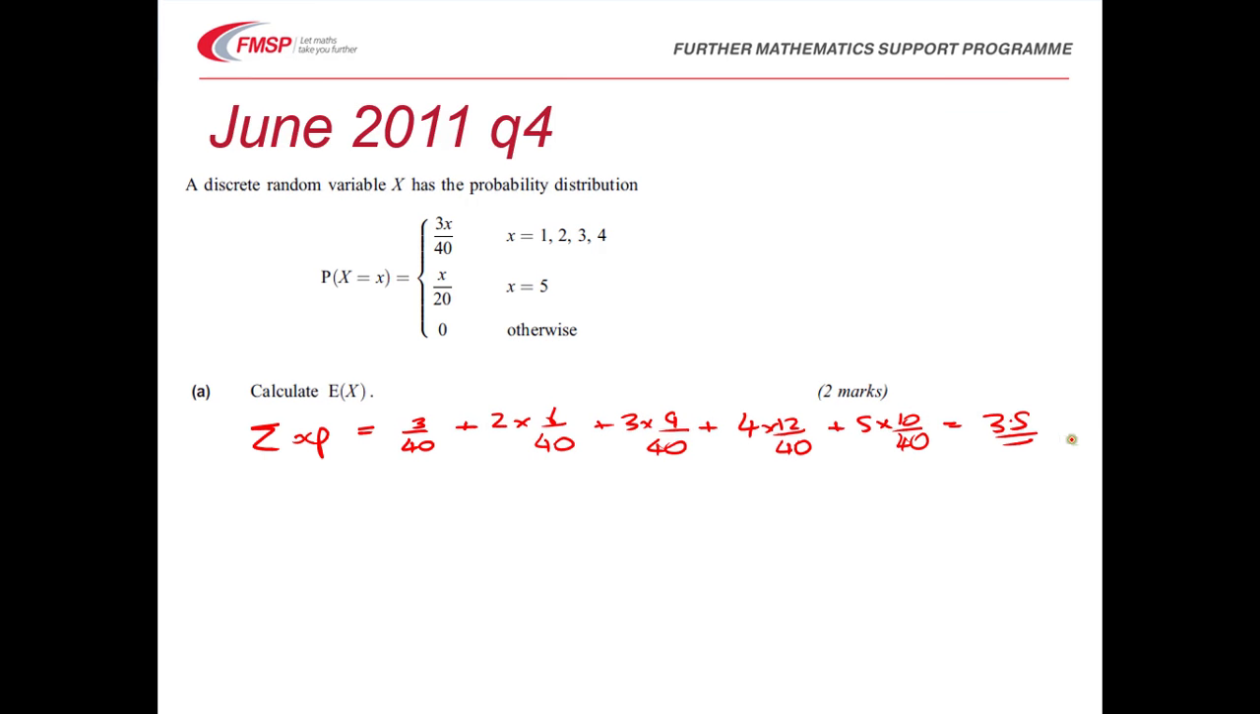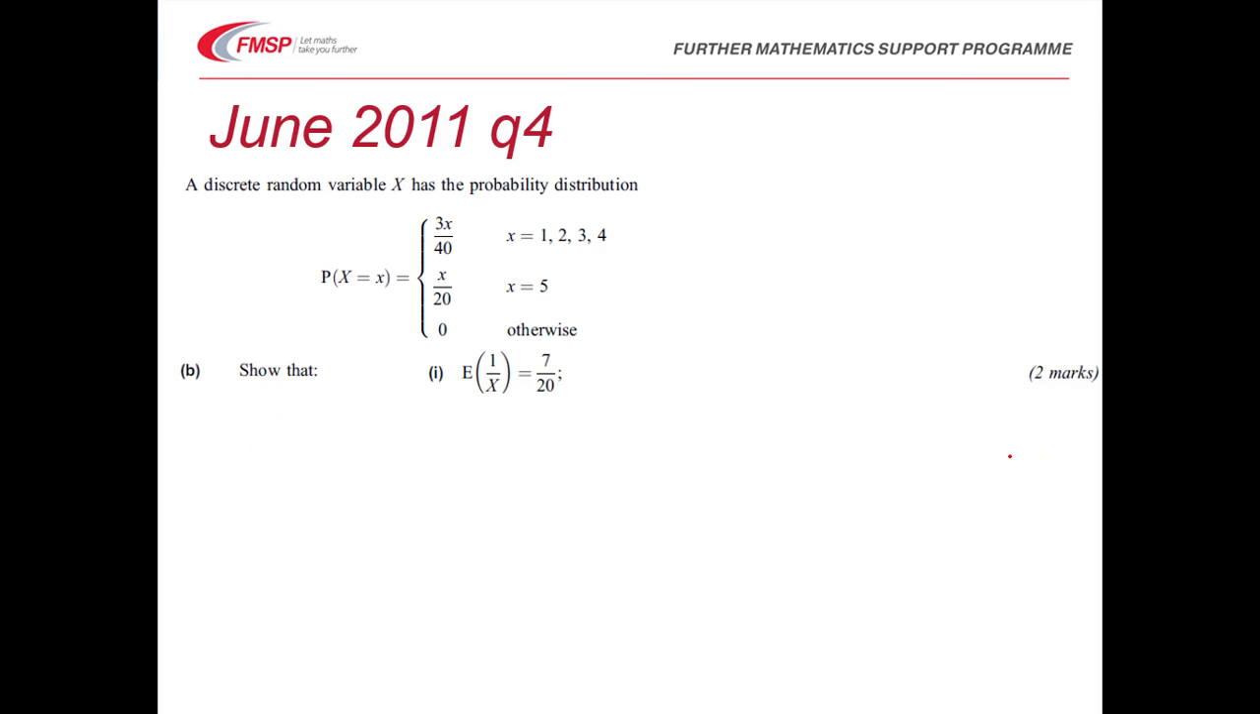2 marks for this. You get a method mark for demonstrating the correct process, and then a method mark for the correct answer. And of course, as I say, you can do this on your table that you've just created to make life a bit easier for you. There's no problems with that.